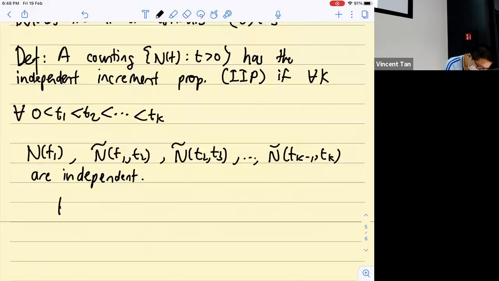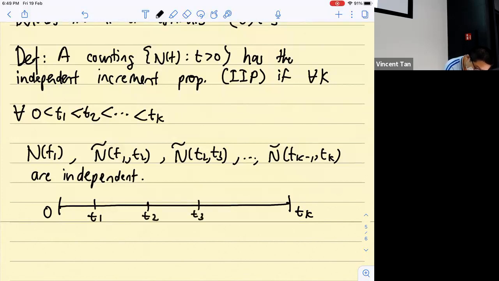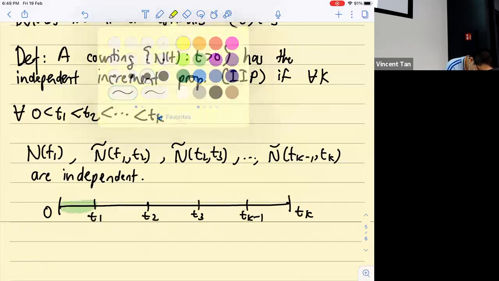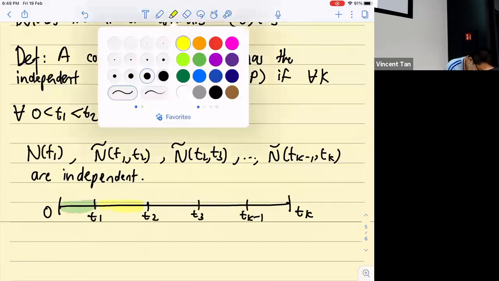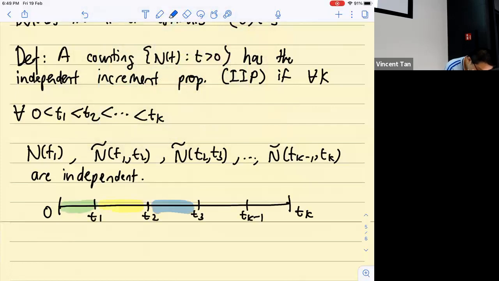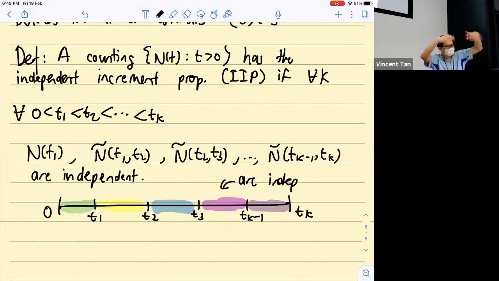So pictorially, what's happening is as follows. This is tk, this is 0. No matter how I choose the times in between, the number of arrivals here, and here, and here, and there, so colorful, are independent. No matter how I split my time, they are all independent. So that is the definition.